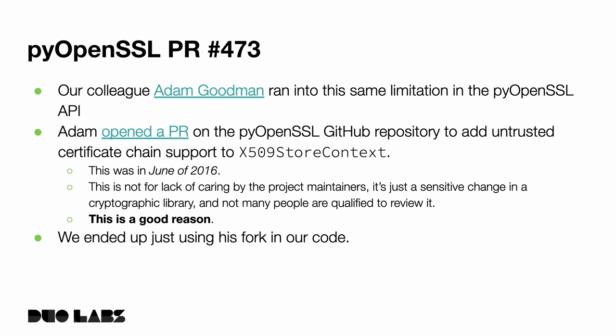It's not really for lack of caring by the project maintainers. It's a sensitive change in a cryptographic library. There's not that many people that are qualified to make these changes, which is a great reason. But the fact still exists that this PR has been sitting since 2016, and people are still actively using this library and implementing this pattern. So in our code, we end up just using a local fork that implements this PR.